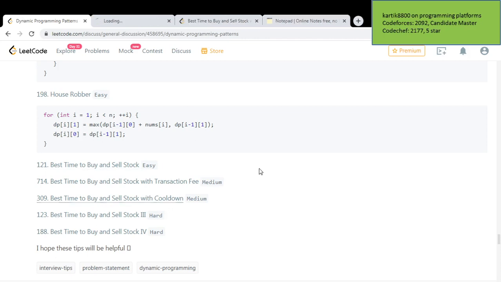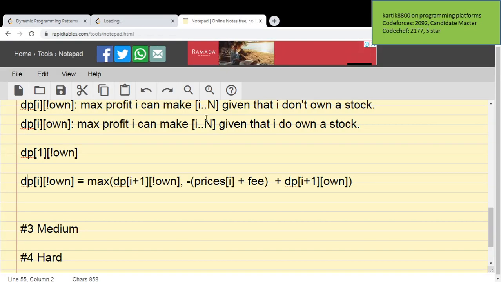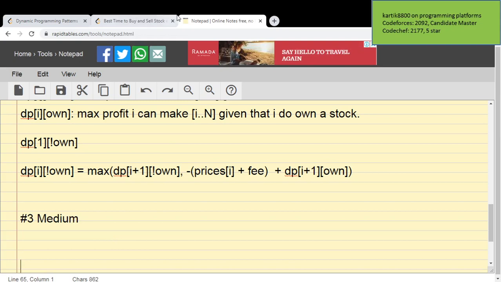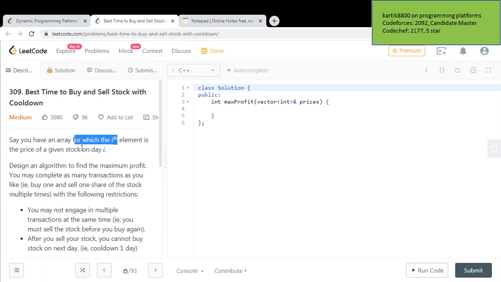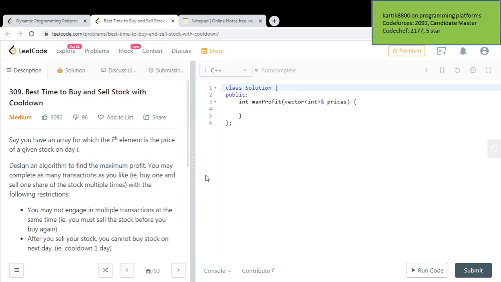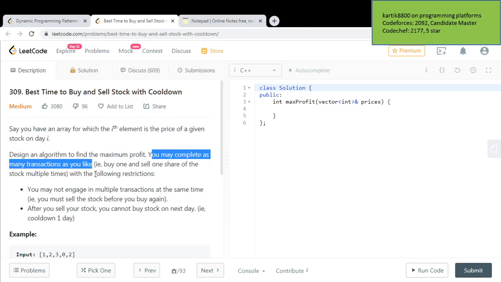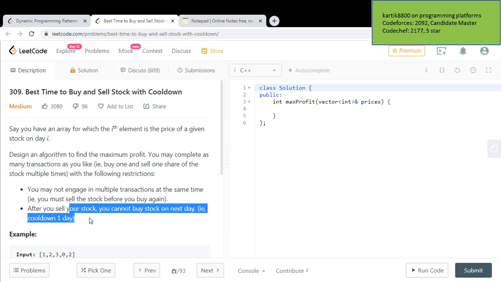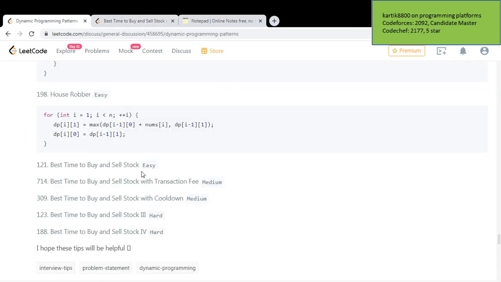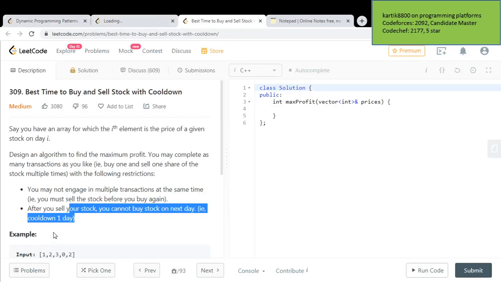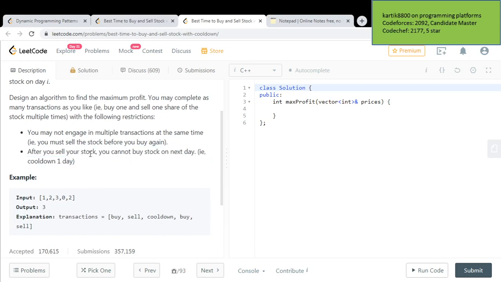Next problem is buy and sell stock with cooldown. So the problem is almost the same as the previous problem. Say an array for the ith element, design an algorithm. So you can again complete as many transactions as you like. That part stays the same. After you sell your stock, you cannot buy stock on the next day. So now the only thing that has changed is that there is a cooldown after you sell a stock. That is the only thing that has changed. So if I sell a stock on the ith day, then on the I plus 1th day I cannot buy again. That is what they mean by cooldown.